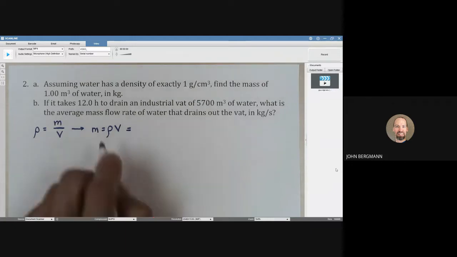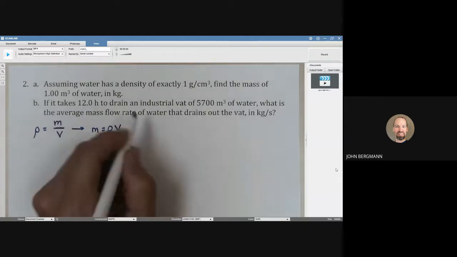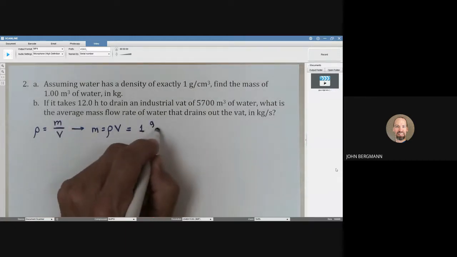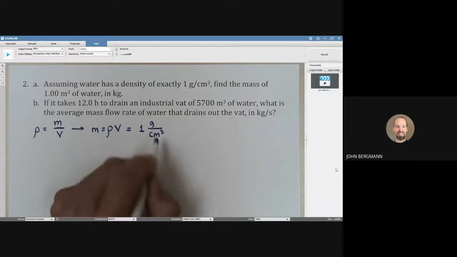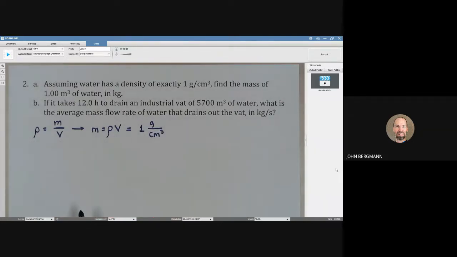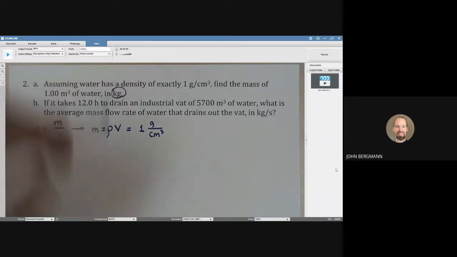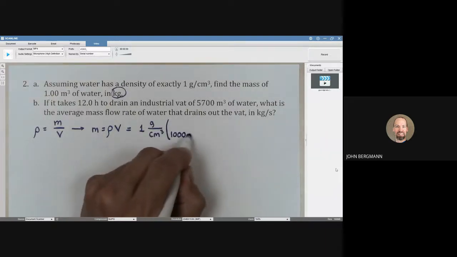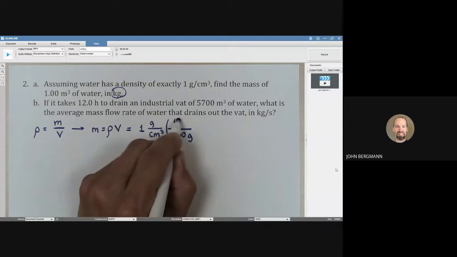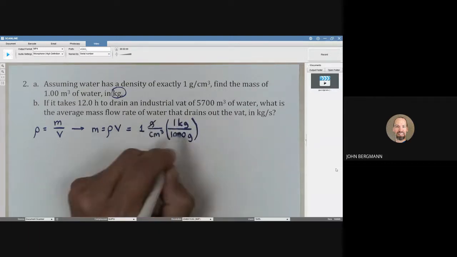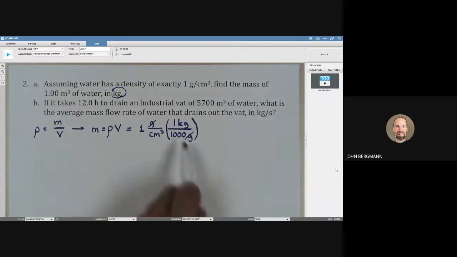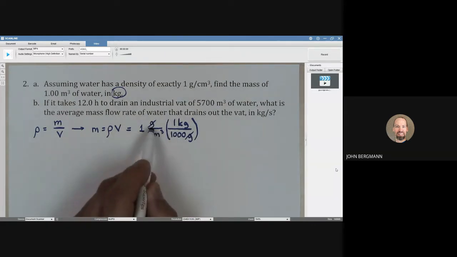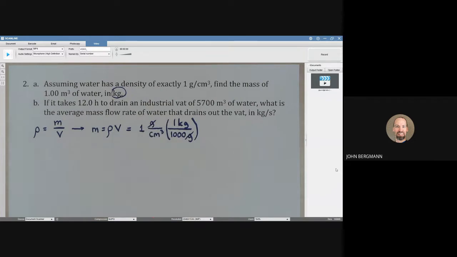Let's put the density down. The density that we're given is 1 gram per cubic centimeter. All right, well, first of all, grams is not okay. We're told right up here that we want the answer in kilograms. So I need to convert these grams. You're supposed to know that there are 1,000 grams in a kilogram. Grams cancel. That's how we knew to put 1 kilogram on top and 1,000 grams on the bottom, because these gram units cancel.